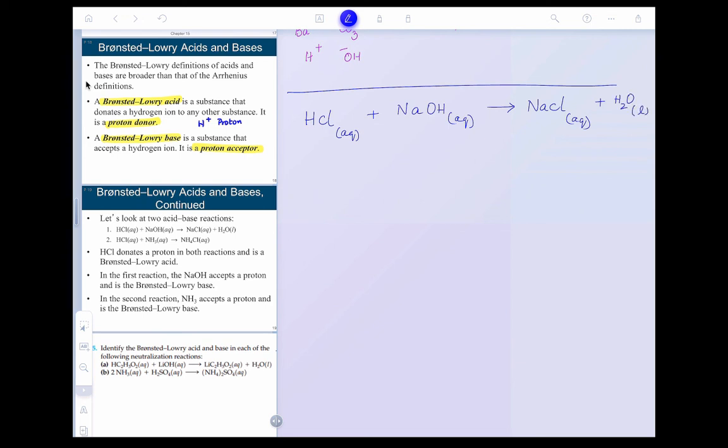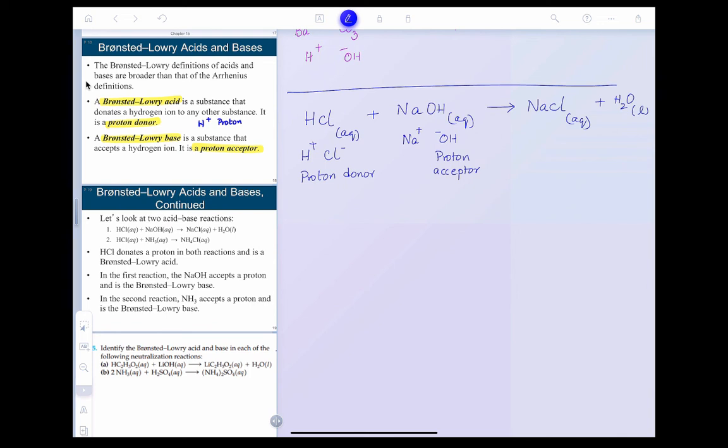Now, if you take a look at this, H plus and Cl minus, this one gives up the proton. So this is a proton donor. We take this as Na plus OH minus. OH minus accepts a proton. So this is a proton acceptor.